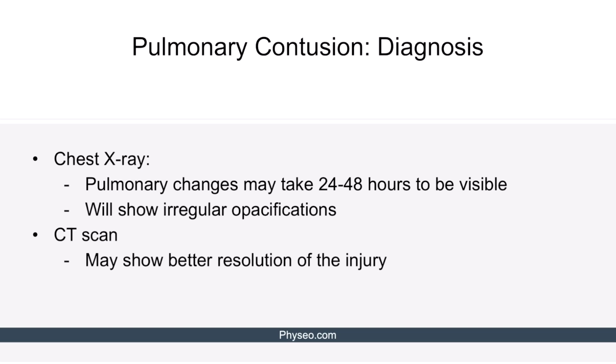Most commonly used is a chest x-ray, which depicts pulmonary contusion with consolidation, infiltrates, and hemorrhage. These all may appear as irregular opacifications on the chest x-ray. Note that an initial chest x-ray is not very sensitive, as pulmonary changes may take 24 to 48 hours to be visible on imaging. CT scan can be used to better define the injury and has better resolution. However, this will rarely change the management.